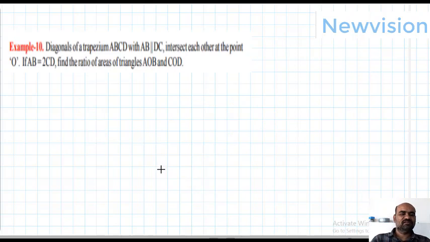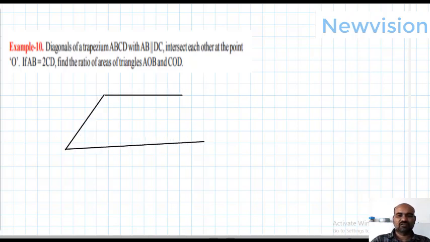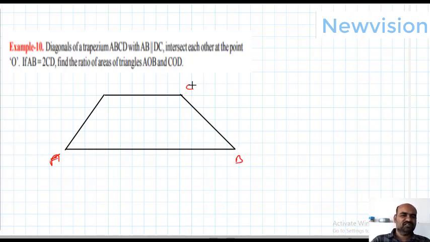Yeah, example 10. Diagonals of trapezium ABCD with AB parallel to DC intersect each other at the point O. If AB equal 2 times of CD, then find the ratio of areas of triangle AOB and COD. Okay, interesting problem only. First of all, I want to draw the diagram. Okay, this is A, this is B, this is C, D. Okay, diagonals intersect at O.